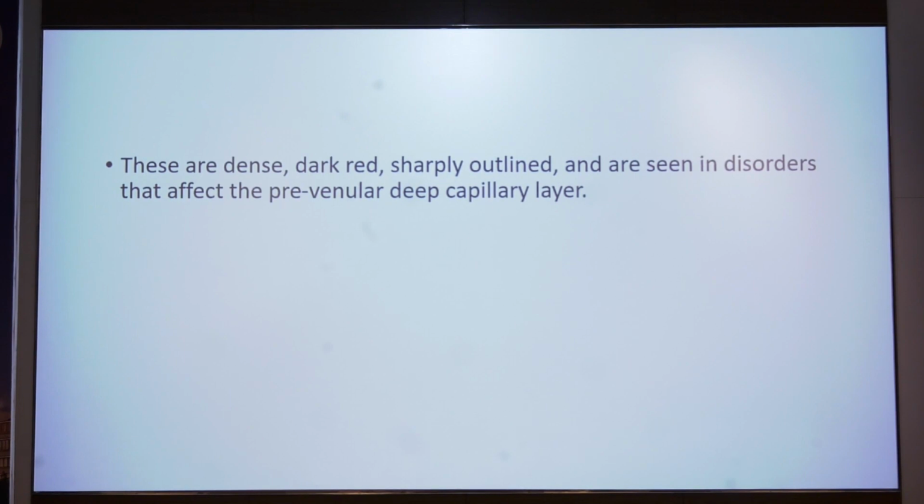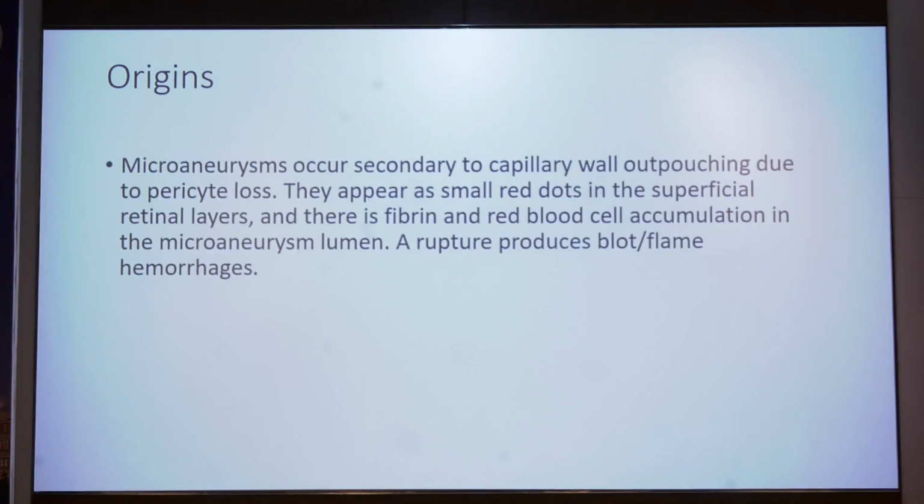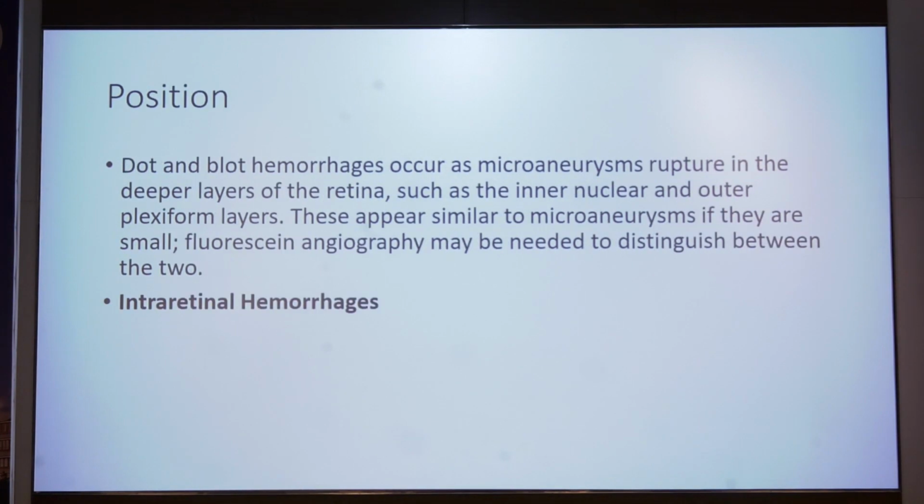These are dense, dark red, sharply outlined, and are seen in disorders that affect the prevenular deep capillary layer. As for the origin, a microaneurysm occurs secondary to capillary wall outpouching due to pericyte loss, and they appear as small red dots in the superficial retinal layers. There is fibrin and red blood cell accumulation in the microaneurysm lumen, and the rupture of that produces a blot or flame hemorrhage.